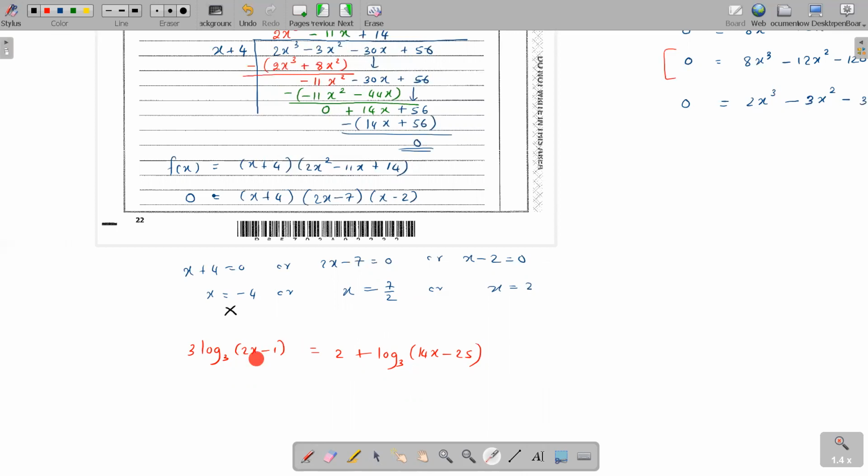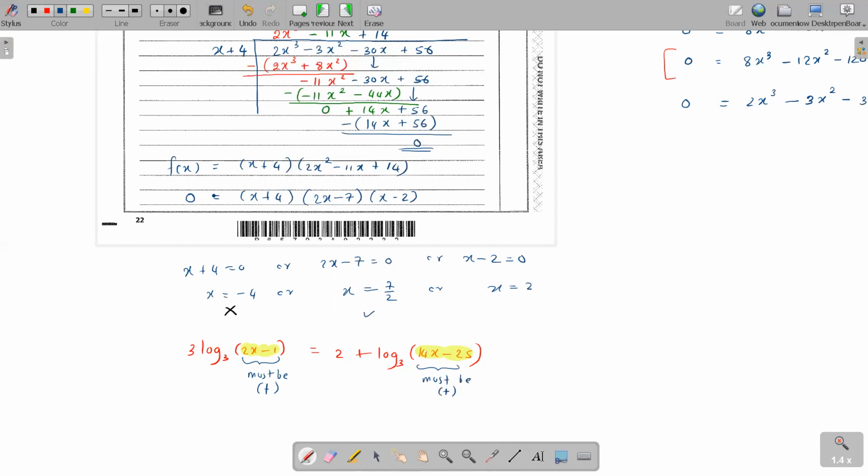And when x is 2, 2 times 2 is 4, minus 1, that looks good. 14 times 2 is 28, so it's positive. Can you see? For these two figures, just check the inside of the logarithms to see whether you get positive figures, because the inside of the logarithm must be positive for the equation to be defined.